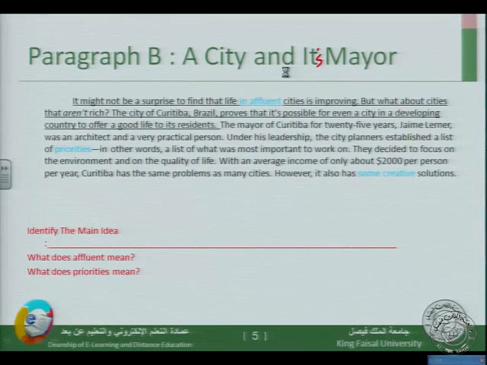With an average income of only about $2,000 per person per year, Curitiba has the same problems as many cities. However, it also has some creative solutions.